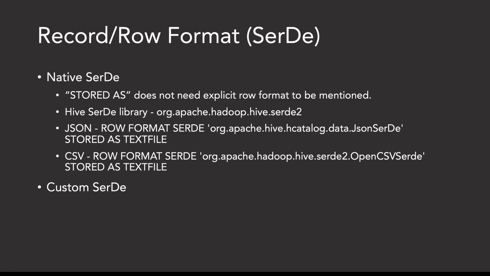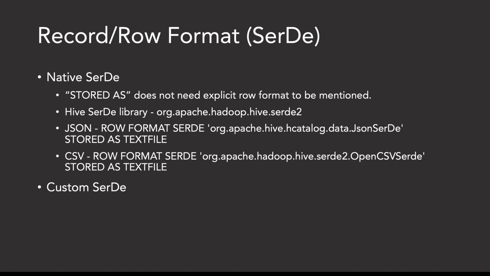org.apache.hadoop.hive.serde2 library. So in case of JSON, you mention the row format SerDe to be org.apache.hive.hcatalog.data.JsonSerDe, and you have to store the file as text file. In case of CSV or TSV, comma separated values or tab separated values, the row format SerDe has to be org.apache.hadoop.hive.serde2.OpenCSVSerde, and it has to be stored as text file.